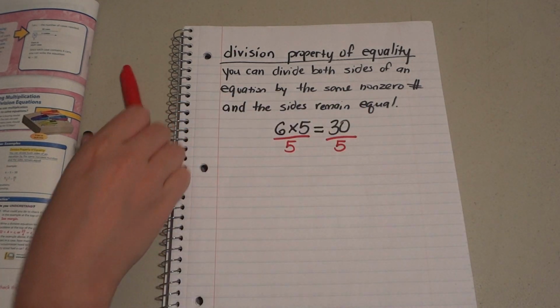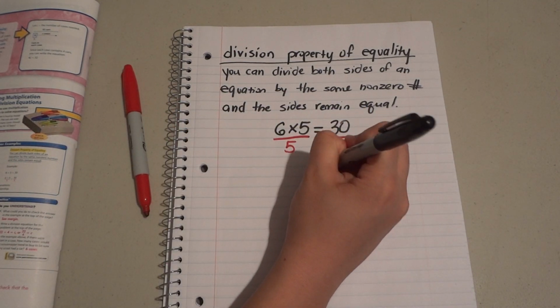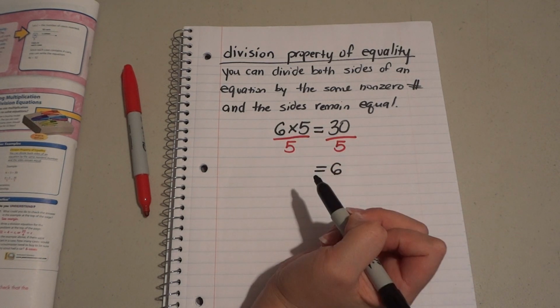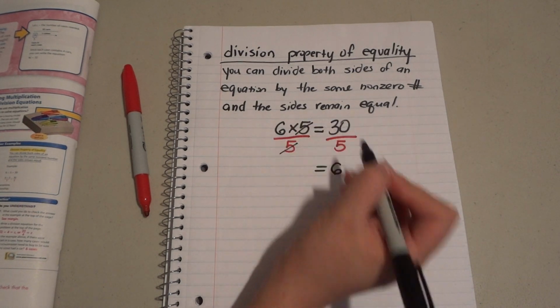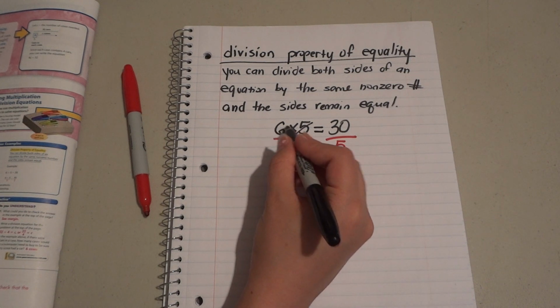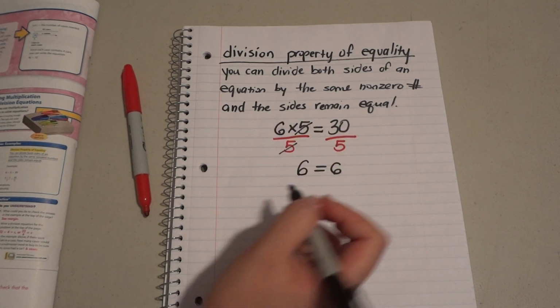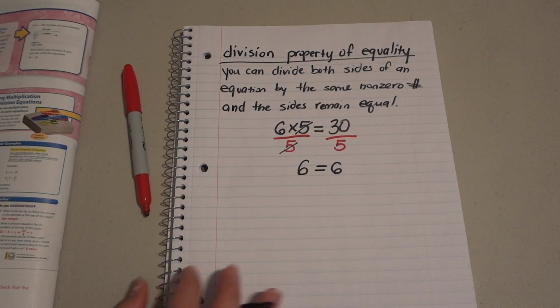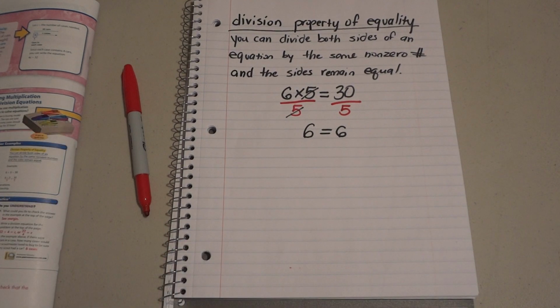What's 30 divided by 5? 6. What's 6 times 5 divided by 5? The 5s will cancel each other out. So, bring down the 6. 6 equals 6. Let's do another one of those because it's a little more tricky than the other ones.